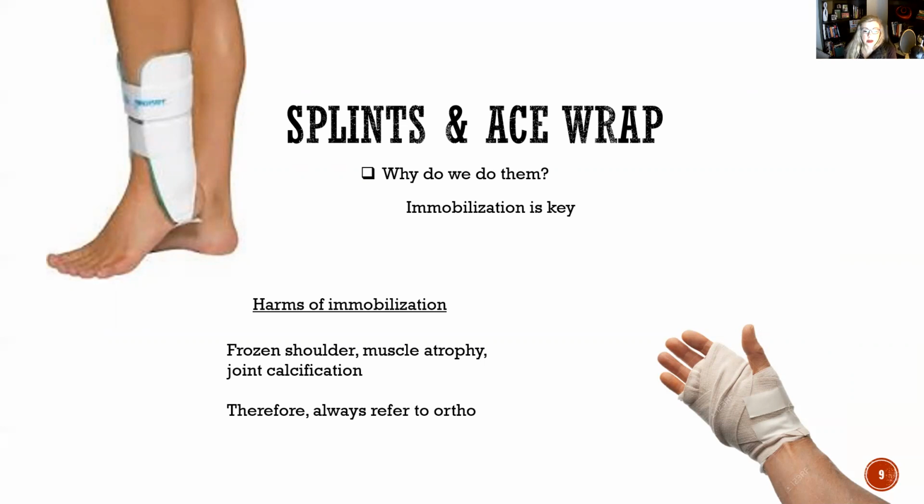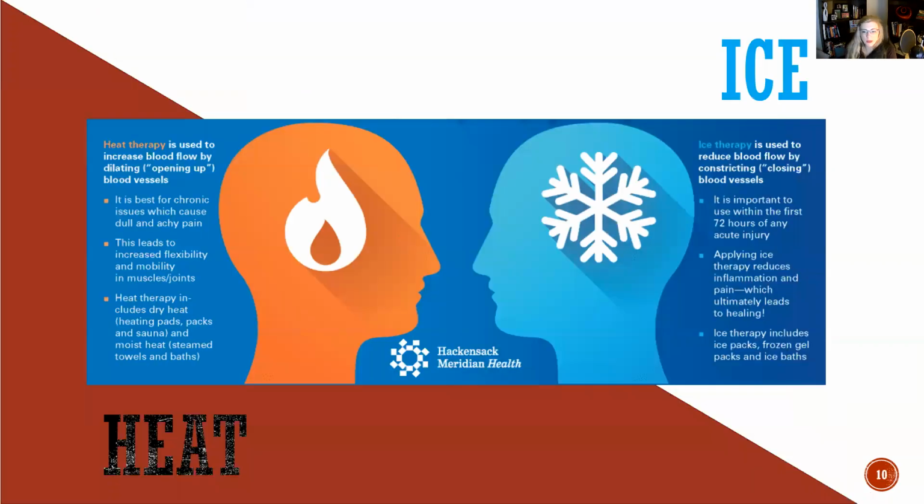It's also important, if you don't know what the injury is, to go ahead and refer to ortho, or to at least tell them in 2 weeks' time, you need to start taking this off and seeing how painful it is to move around. Now we've got to have the big debate between ice and heat.